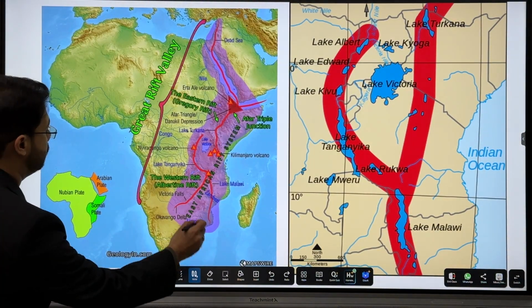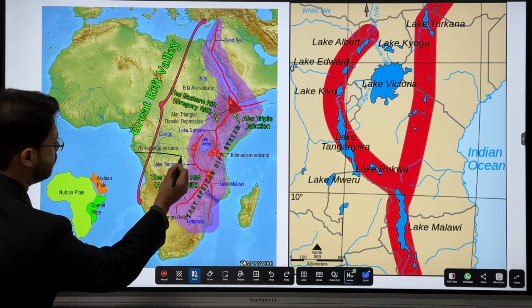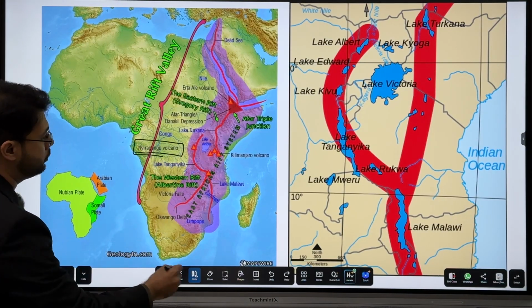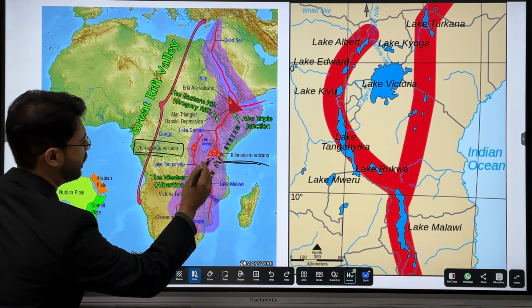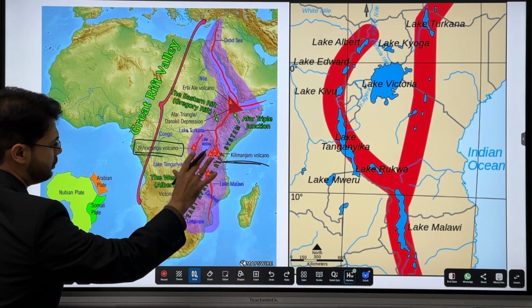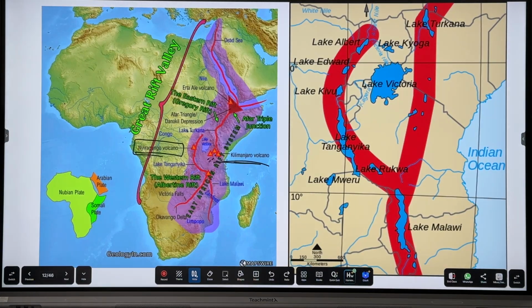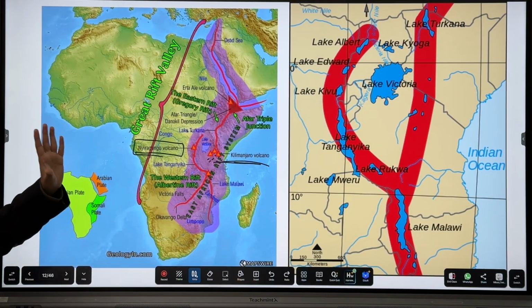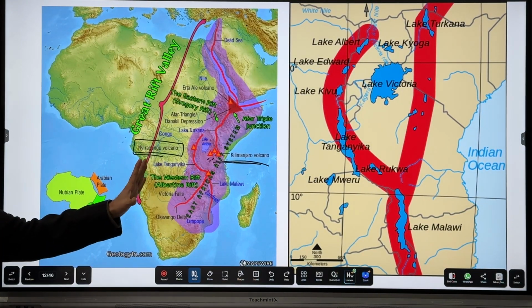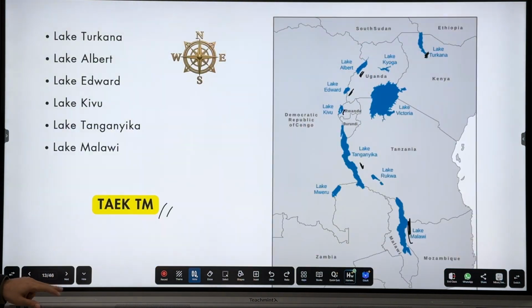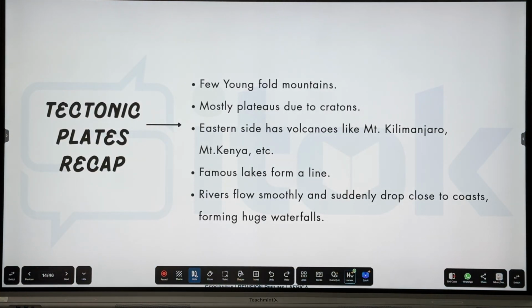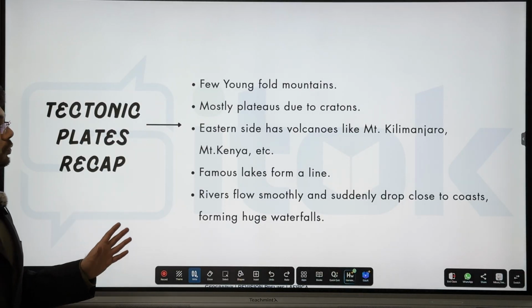Here, there is Nyiragongo volcano over here, Kilimanjaro volcano over here, then a few volcanoes over here, completely within the African rift system. You see, when such things happen, there are volcanoes forming, there are lakes forming. I mean, the hints are enough for anyone to understand what is going on there. Famous lakes form a line, rivers flow smoothly.